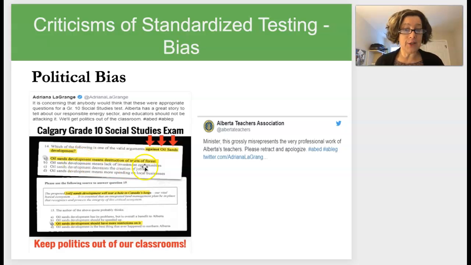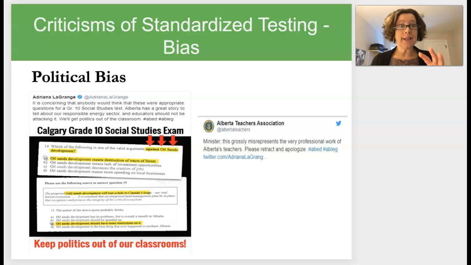She wants those off because she wrote, "It is concerning that anybody would think that these are appropriate questions for grade 12 social studies tests. Alberta has a great story to tell about a responsible energy sector, and educators should not be attacking it. We will get politics out of the classroom."